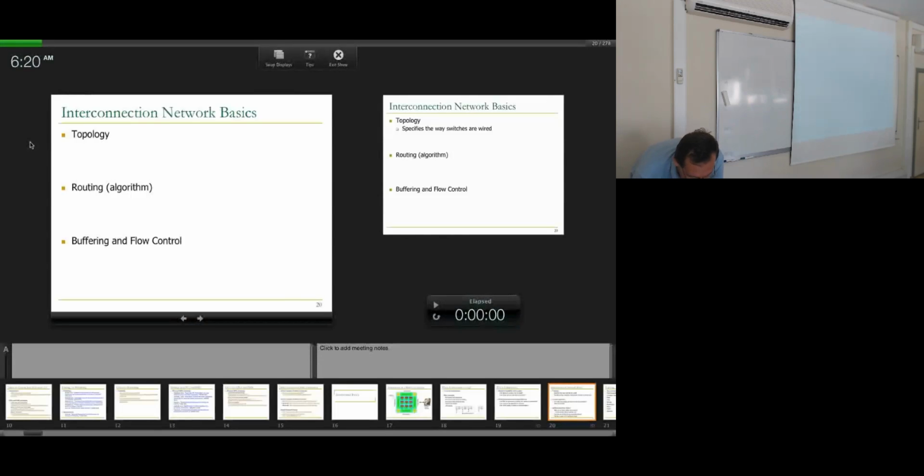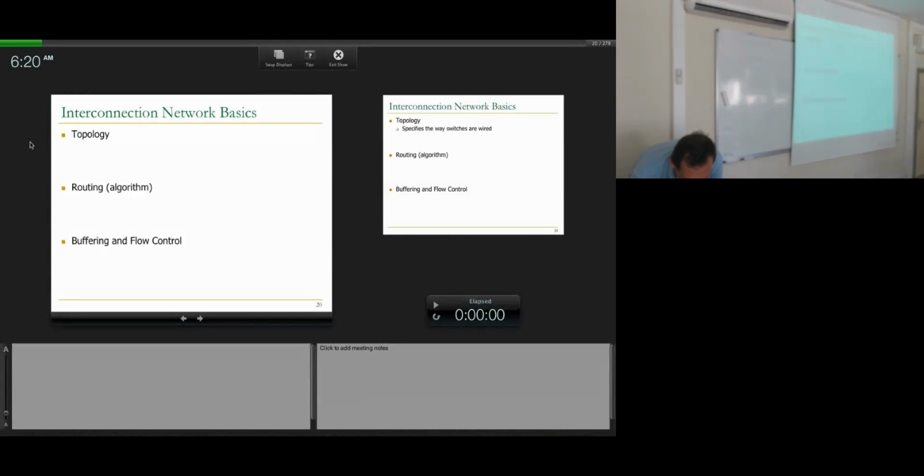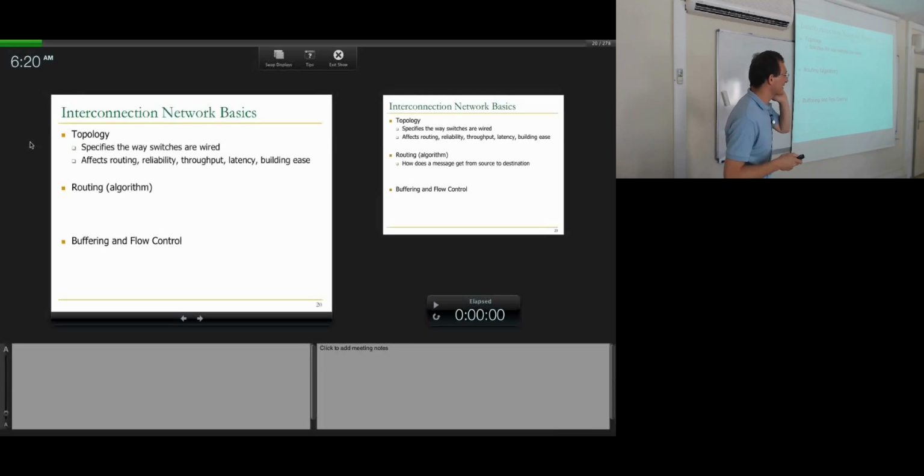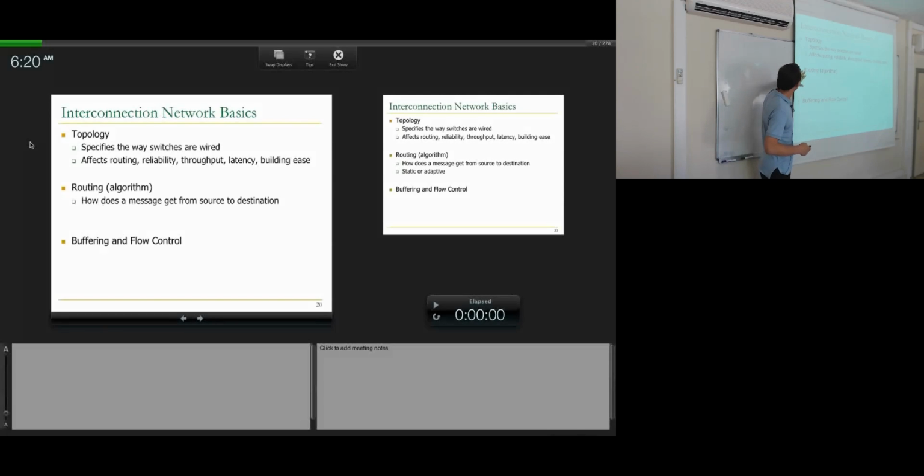Okay. Let's get back to topology. So topology specifies the way switches are wired, what the network looks like, and affects pretty much everything. It affects routing, reliability, throughput, latency, and building ease of the network. We'll cover some of the topologies soon. Routing, we'll cover some of these also. It basically specifies how does a message get from source to destination.